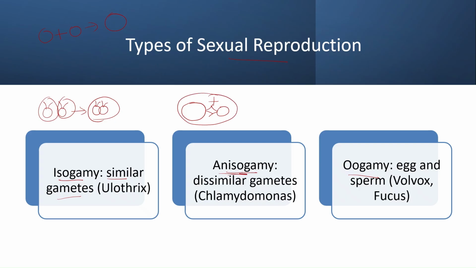Oogamy means one non-motile egg and a motile sperm. That is called oogamy. In isogamy both are motile, and they have the same shape and same size. In anisogamy they have a different size. But in oogamy, there is a non-motile egg and one sperm. So the example for isogamy is Ulothrix. Example for anisogamy is Chlamydomonas. Example for oogamy is Volvox and Fucus.